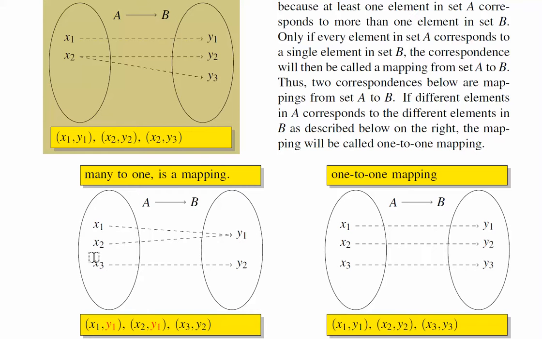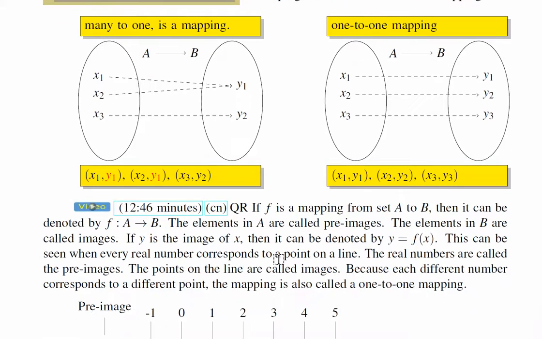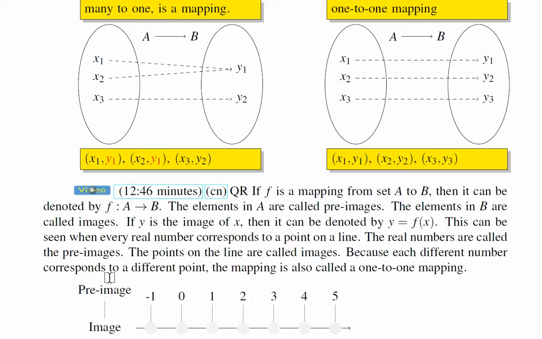Then we call the elements in A pre-images. Elements in A are pre-images. So that's why I wrote here, elements in A are pre-images, and elements in B are called images. So mapping actually has a direction. Mapping is also denoted in this way. And here, Y is the image of X. Y is the image. X is called the pre-image.